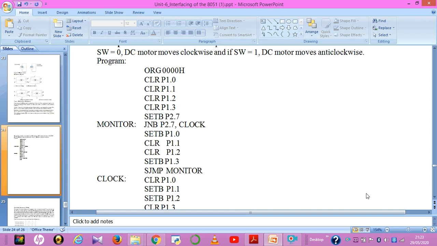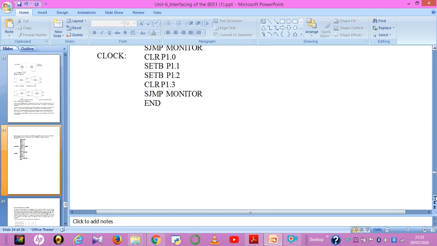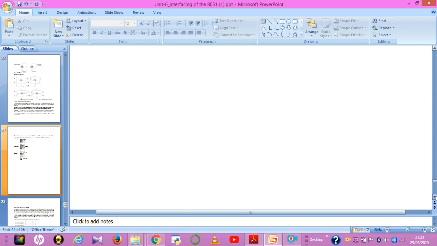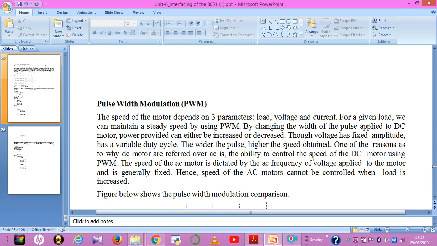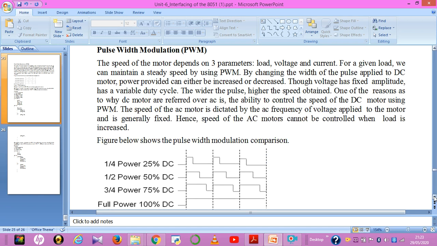If it is 1, rotate in anti-clockwise. Whichever pins are making 0 here, make it reverse, make it 1. Whichever pin is set here, make it 0, and that rotates in anti-clockwise direction. So this is the way you have to write the program to run the DC motor in anti-clockwise. Finally, pulse width modulation. It's asked very less number of times.